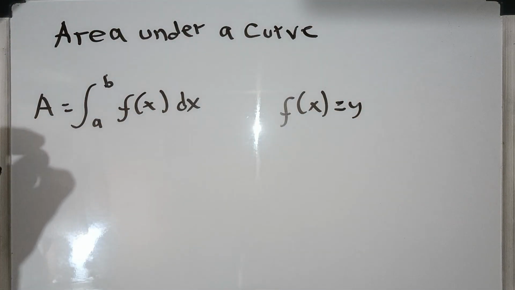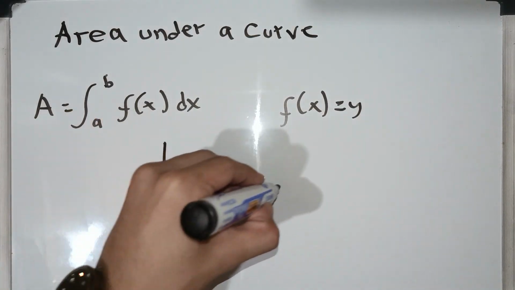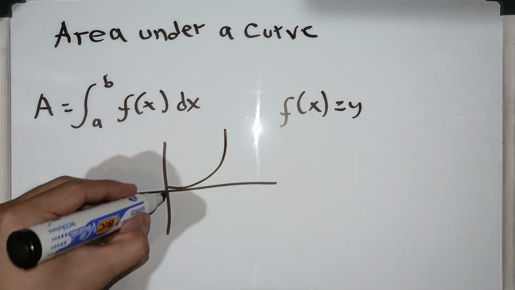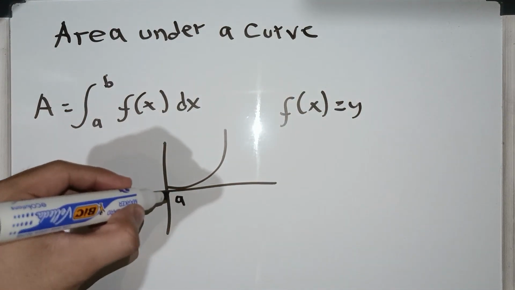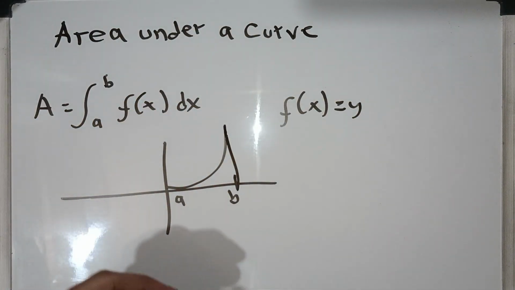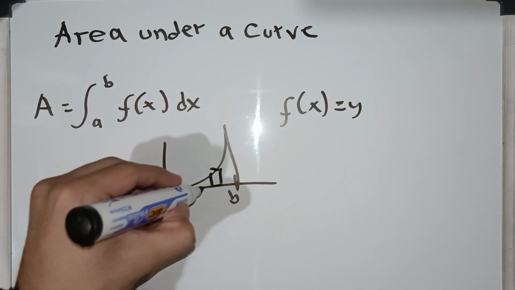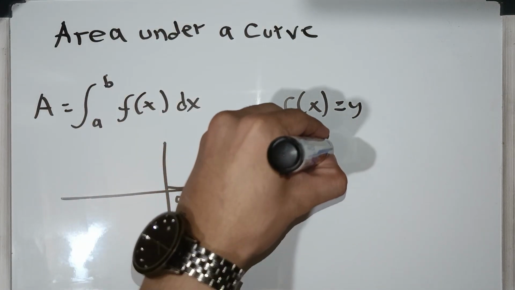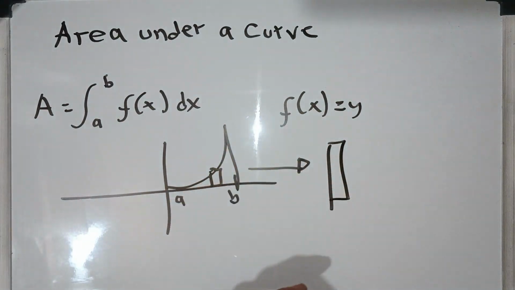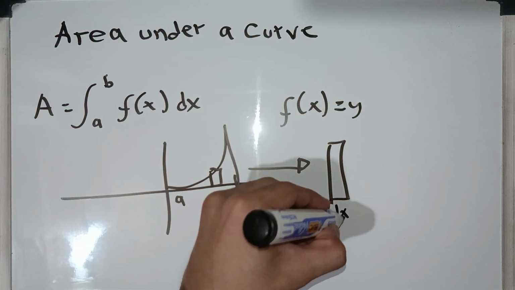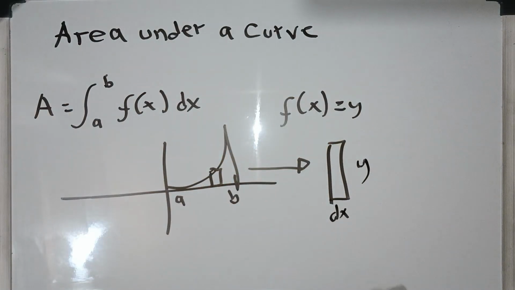So, let's try to illustrate. We have the y and the x-axis, and let's imagine that we have a curve. In this curve, we have a to b, and we are going to get the area of this curve. So let's get a strip here. Let's write this into a bigger one. Here we have the dx, and here is the y.